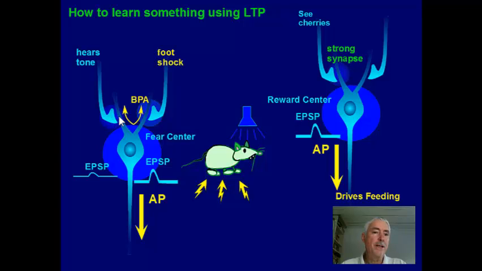And what happens here? Well, we have the coincidence again. We have the coincidence of release of neurotransmitter, the glutamate is in the synapse, plus we have a strong depolarization. So the criteria have been met for activation of the NMDA receptor, and what we find is LTP.